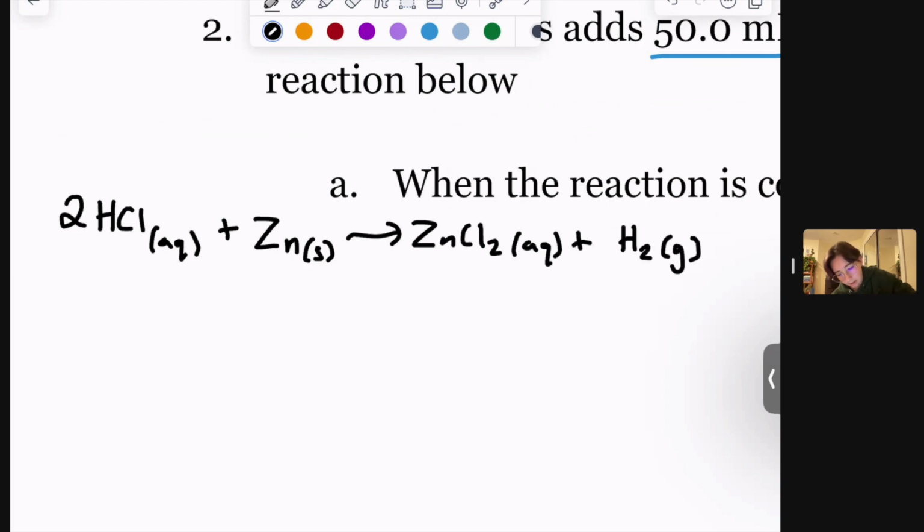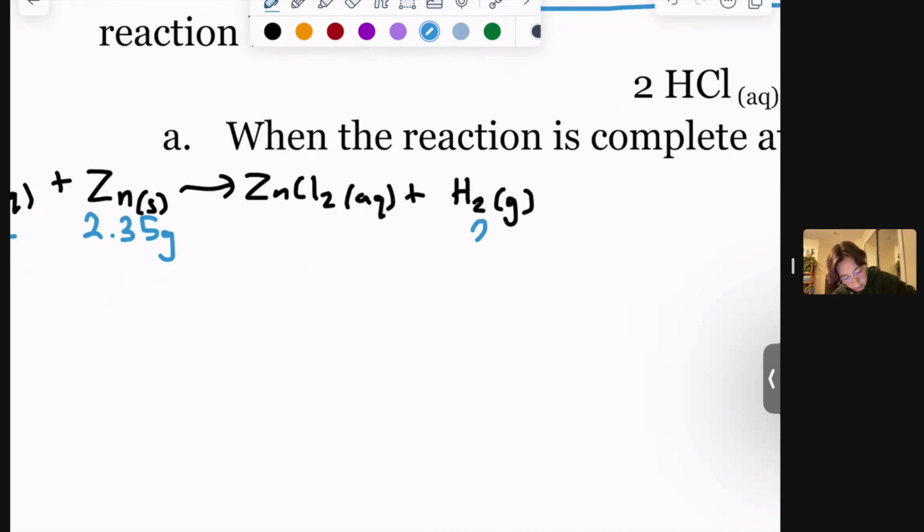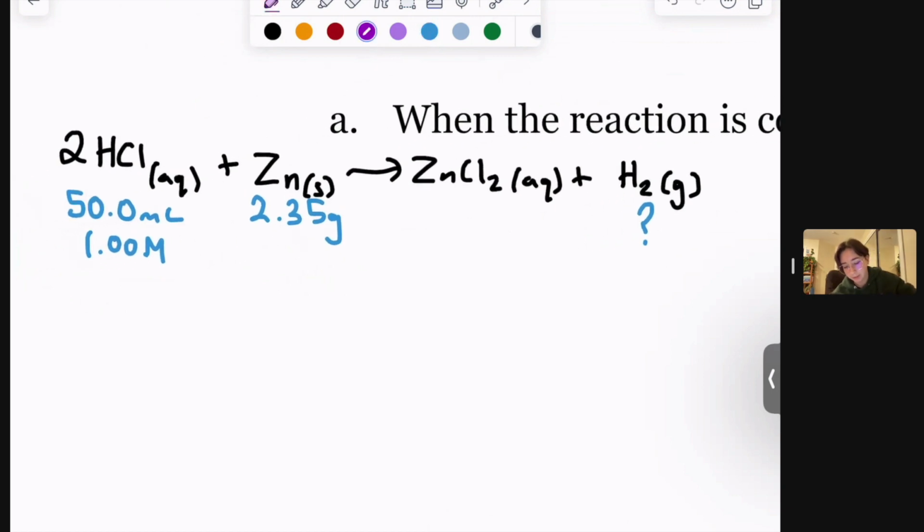So I know that I have 50 milliliters of this. And I know that I have a 1 molar solution of this. I know that I have 2.35 grams of this. And I know that my question is asking about my hydrogen gas. Now, here's the kind of tricky part, or a common thing that at this level we have to consider.